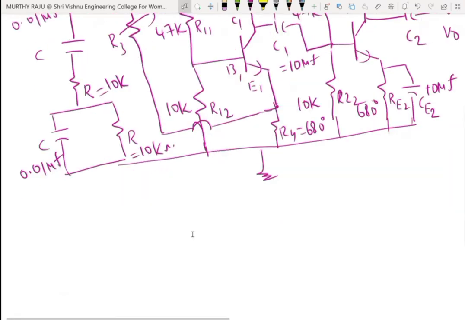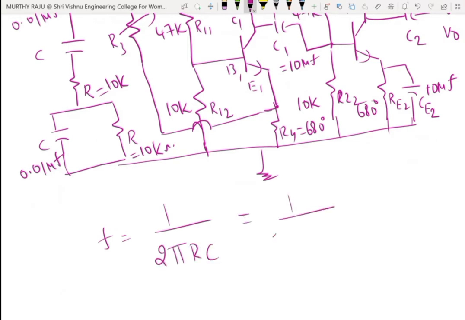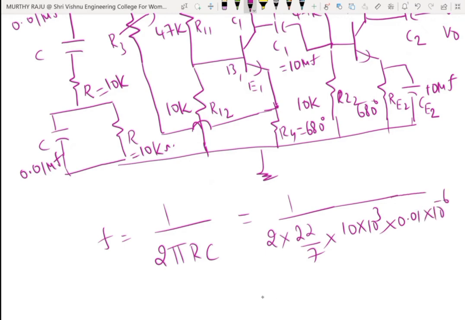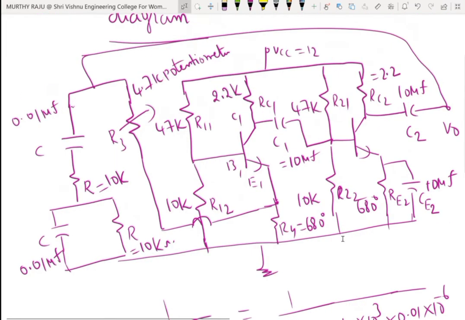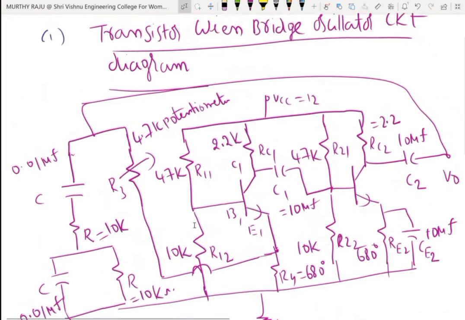This is the frequency of oscillations. F is equal to 1 by 2 pi RC. 2 pi means 2 into 22 by 7. The R value is 10K, that is 10 into 10 power 3. The C value is 0.01 microfarad, that is 0.01 into 10 power minus 6. We will get a 1.59 kilohertz frequency. See the circuit diagram, transistor Wien bridge oscillator circuit diagram.